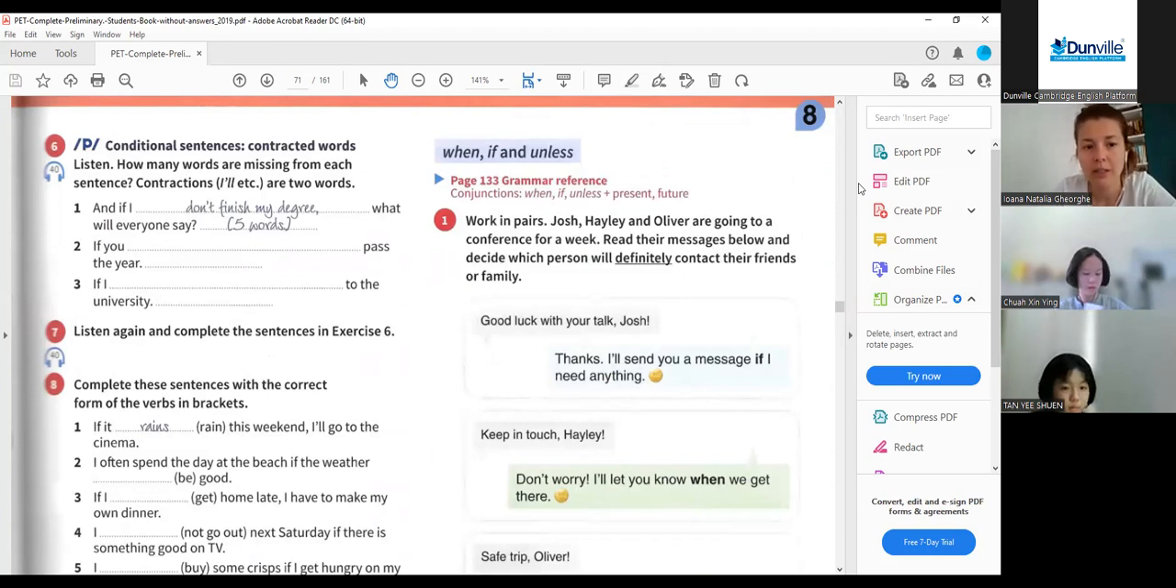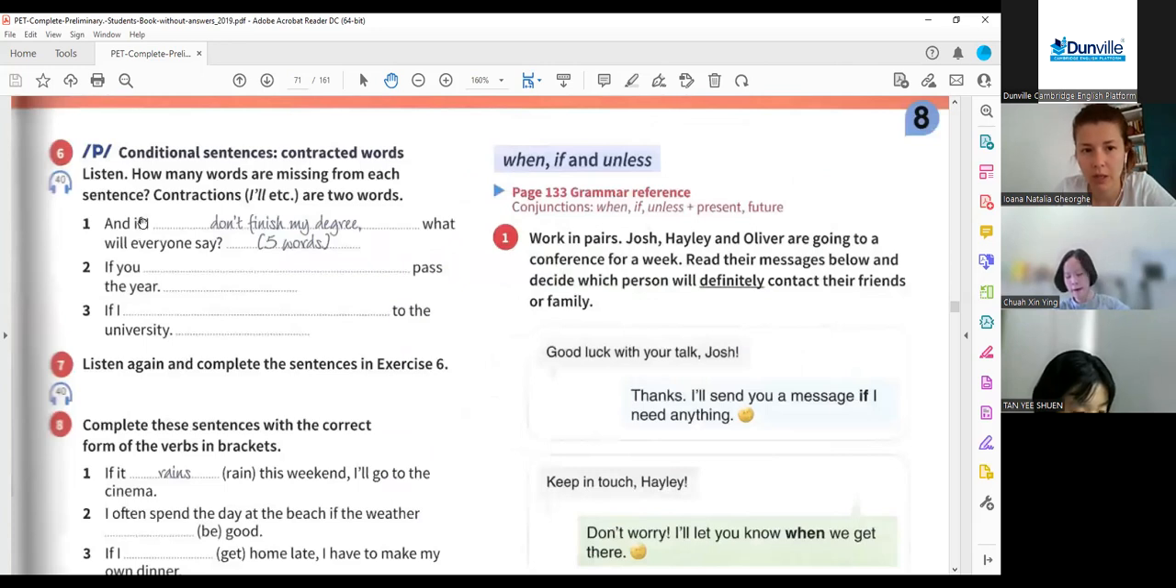We are going to listen to a recording, and I don't want you to write how many words are missing, but I want you to fill in the gaps. So the first one is already done. And if I don't finish my degree, what will everyone say? Okay, and it has in brackets 5 words. Doesn't matter, I don't care how many words, I want to see the correct filling in the blanks, okay?